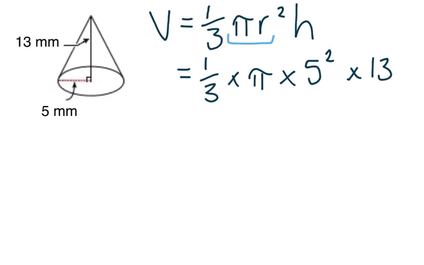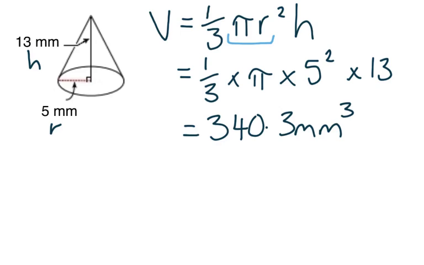13. So if you needed to, you could go over here and put R and H on your diagram so it reminds you. It's also important to remember that if you're given the diameter, you halve the diameter to get the radius before you even begin the volume. And the answer to this one is 340.3 millimetres cubed to 1 decimal place.